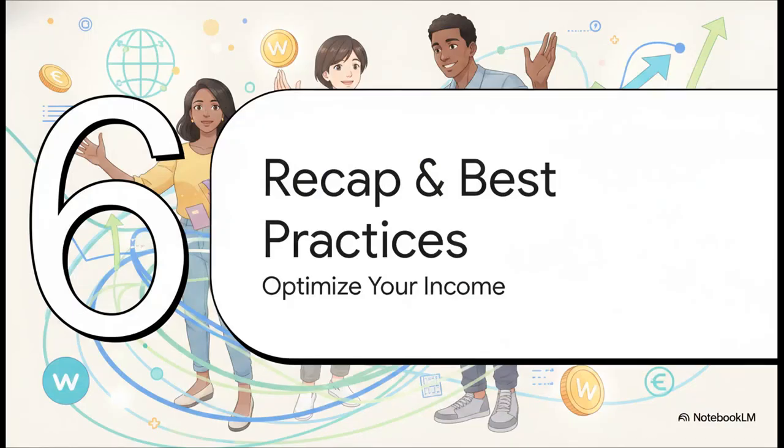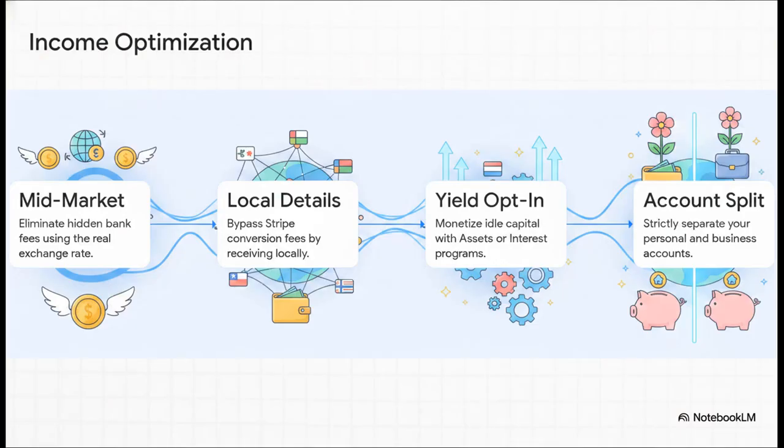And finally, Section 6, Best Practices and Recap. Let's pull all these concepts together into a really quick, actionable summary so you know exactly how to deploy this knowledge. Here is your recap on how to optimize your online income. 1. Always use mid-market rates to eliminate those sneaky hidden bank markups. 2. Leverage local account details to receive money globally, completely bypassing expensive Stripe or Shopify conversion fees.